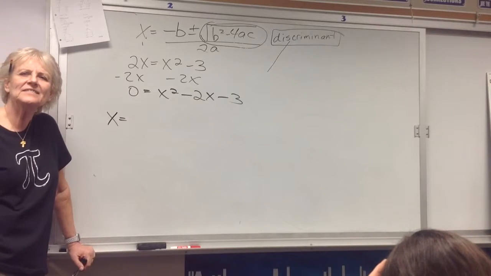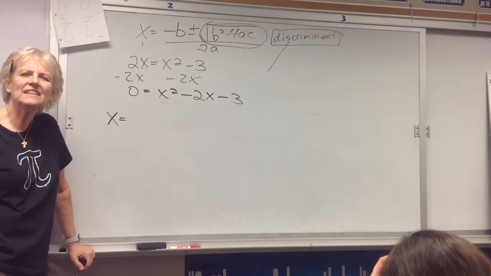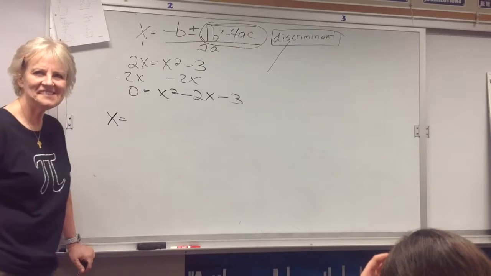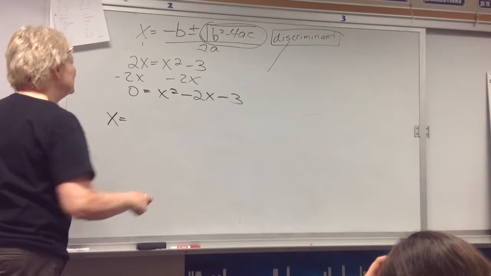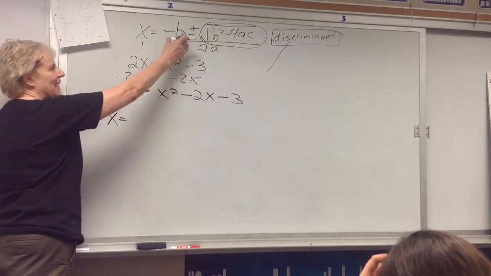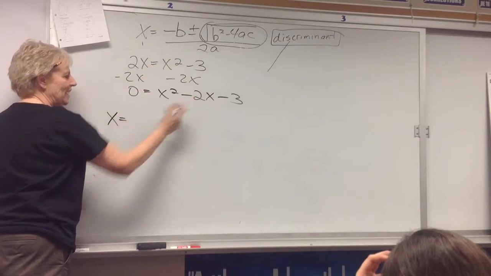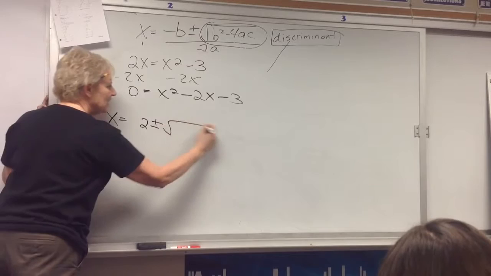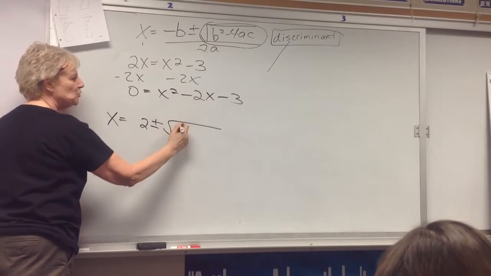Morgan, what'd you get? I got x equals 3 and x equals -1. Well, I'm wrong. Okay, let's do it. I'm lost. The opposite of b is what? 2. 2 plus or minus 16. Negative 2 squared.